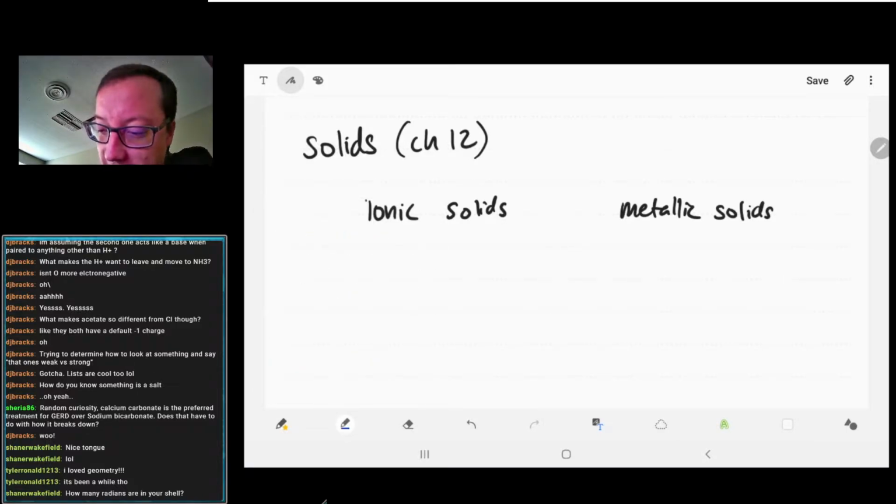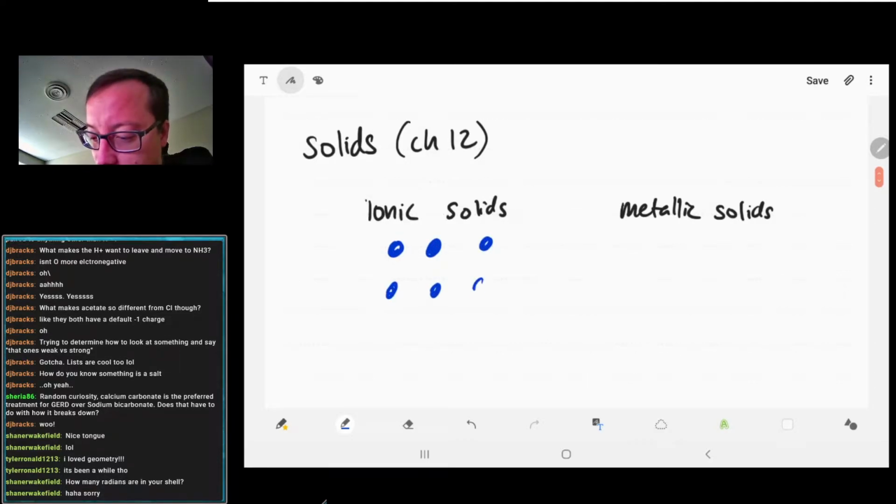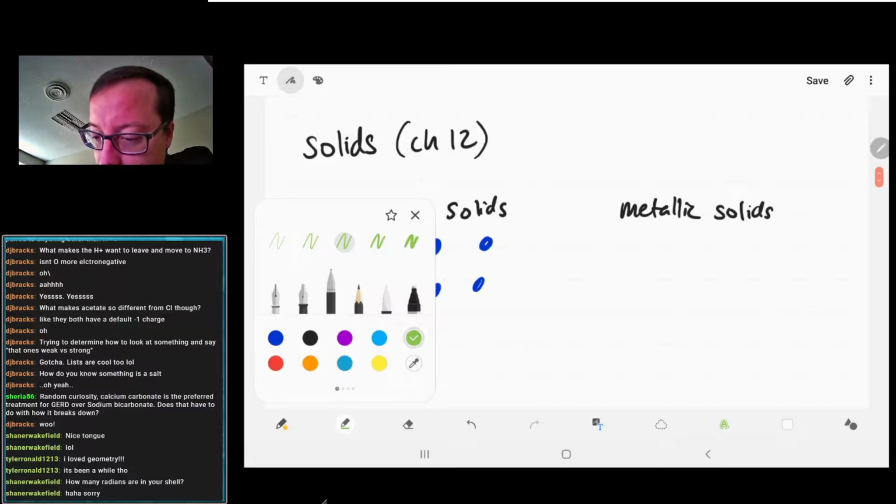Okay, something that's an ionic solid might look like this.